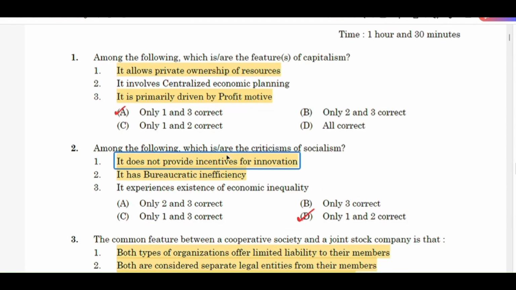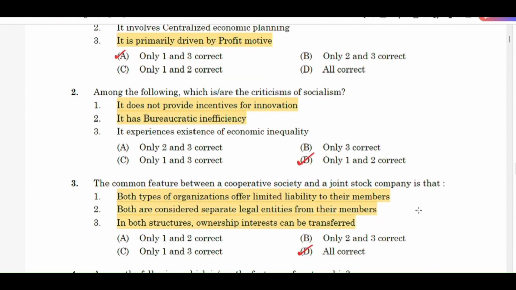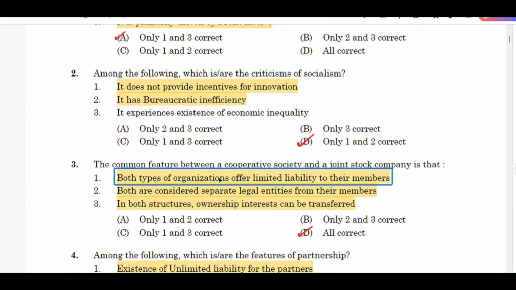Among the following, which are the criticisms of socialism? Answer is option D, only 1 and 2 correct. It does not provide incentive for innovation. It has bureaucratic inefficiency.